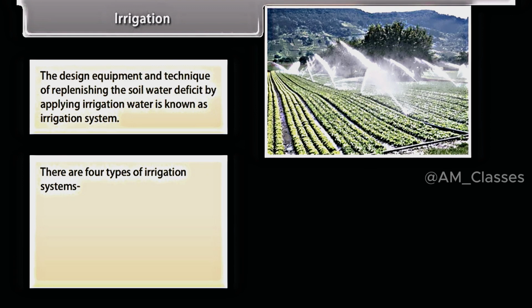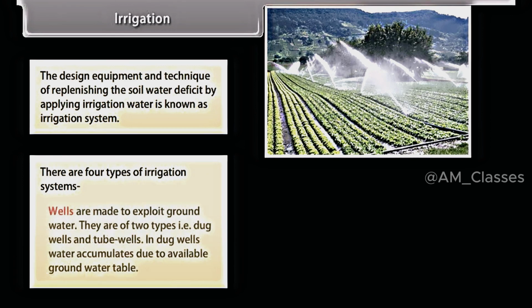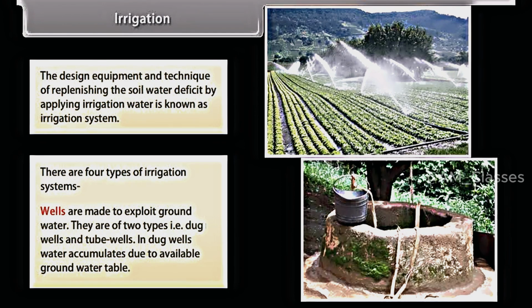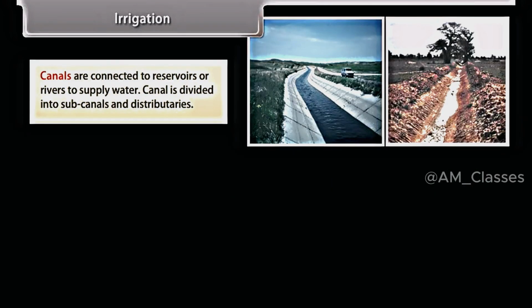There are 4 types of irrigation systems. Wells are made to exploit groundwater. They are of 2 types, that is, dug wells and tube wells. In dug wells, water accumulates due to available groundwater table. Canals are connected to reservoirs or rivers to supply water. Canal is divided into sub-canals and distributaries.